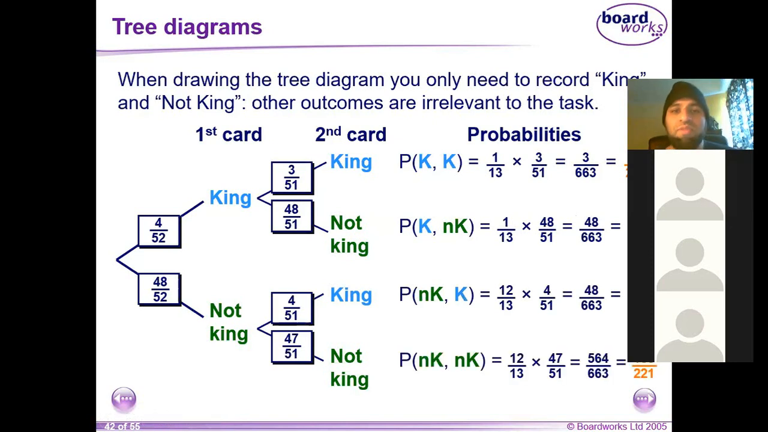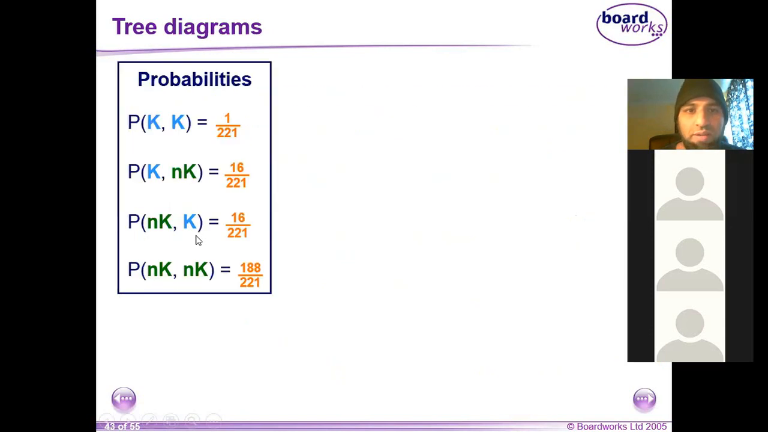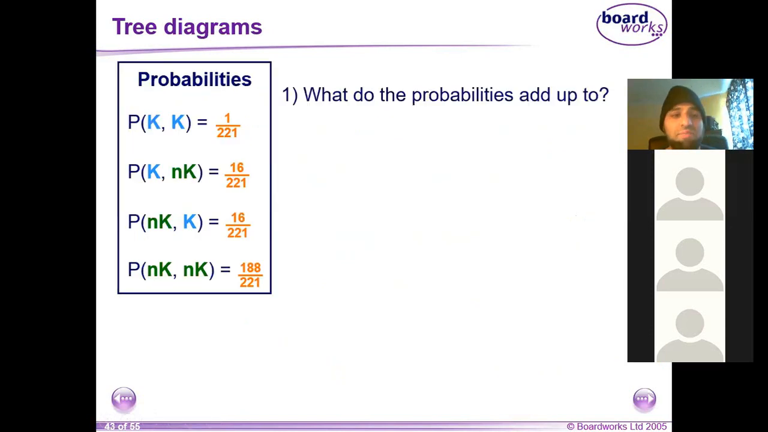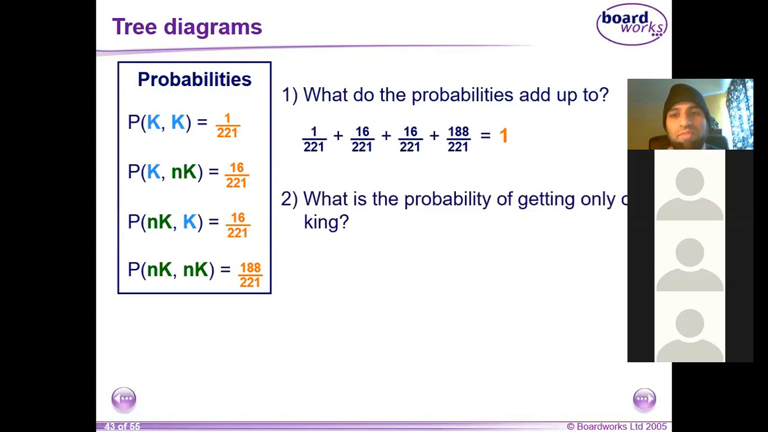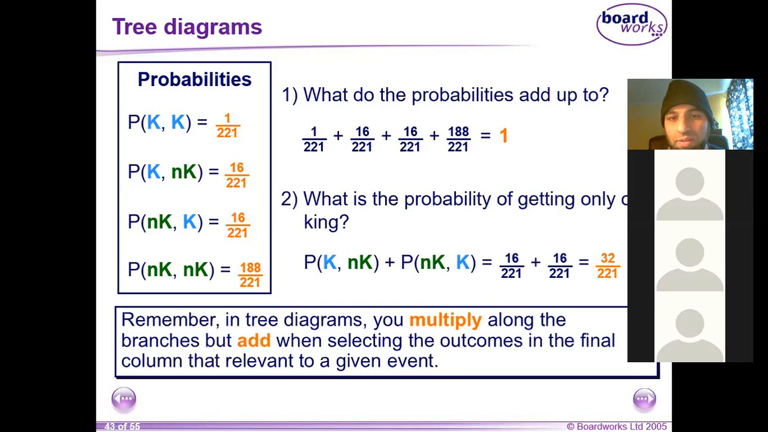So tree diagrams are very simple. You have your probabilities, and you just multiply across the branch. When you go between branches, you add, which we're going to look at later. So what do the probabilities add up to? You can see the pattern, 1. What is the probability of getting only 1 king? Only 1 king is this situation here and that situation there. They are on different branches. Because they are on different branches, what do you do? As Khalid said earlier, you add them. And we get our answer.